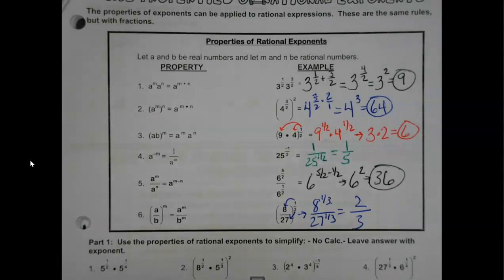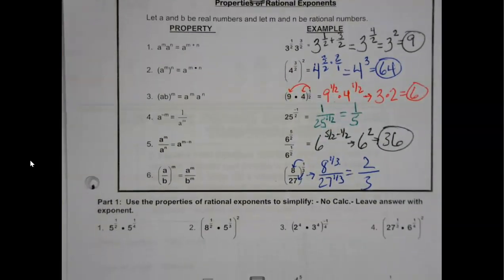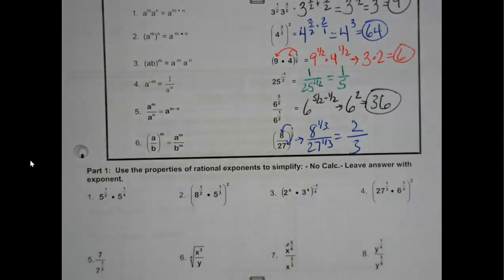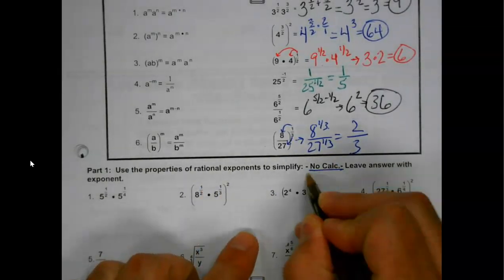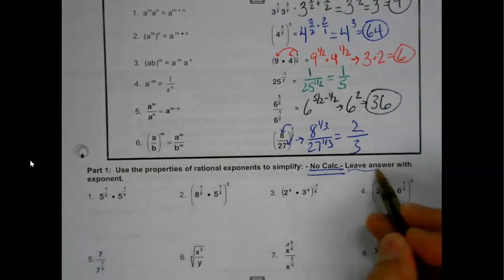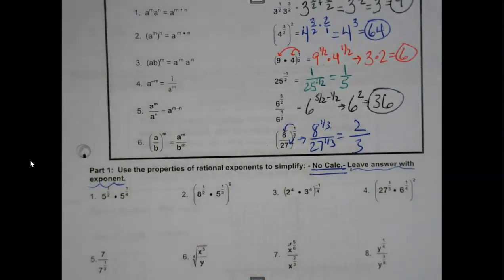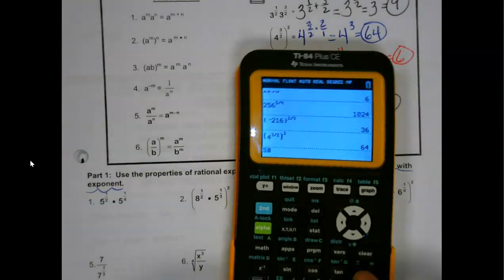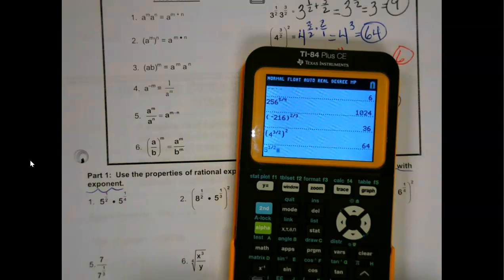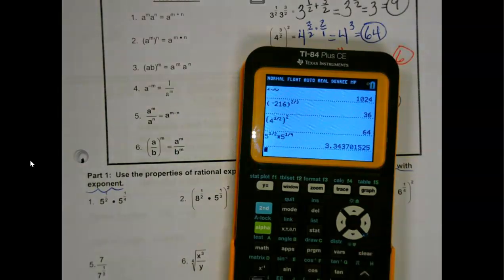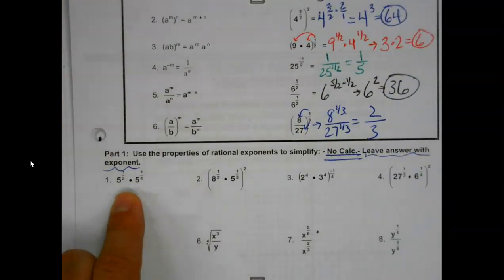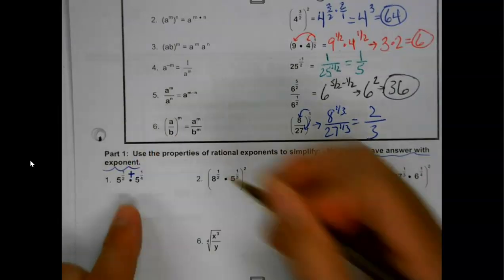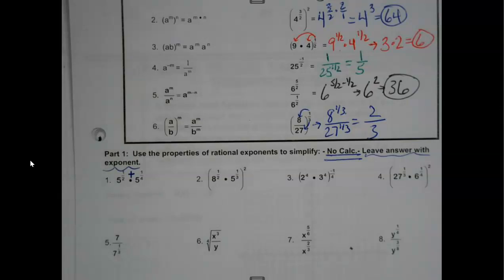So again, with these, I know it says, okay, directions are important. Use the properties of rational exponents to simplify. No calculator, leave the answer with an exponent. So I'm about to break my own rule, but I'm going to show you why. Okay, I'm not looking for 3.35. I don't want that. Here, I need to add my exponents because I'm multiplying. I need a common denominator. This is not 2 over 6, okay?